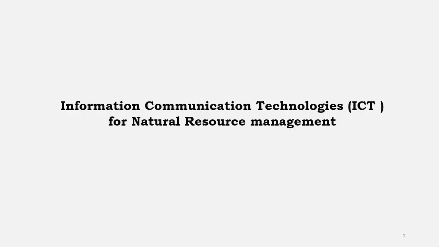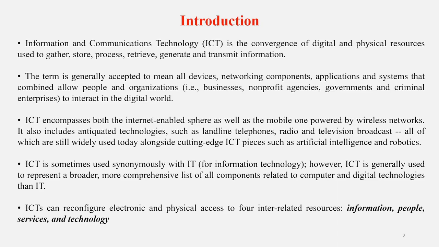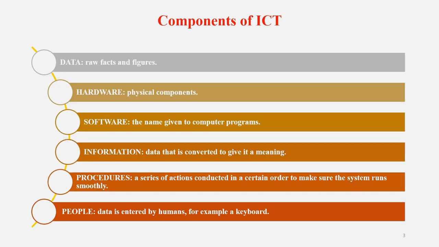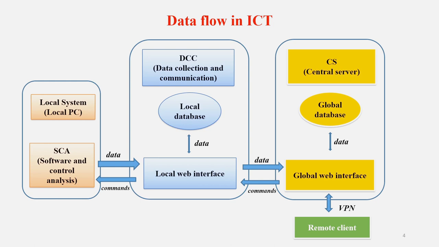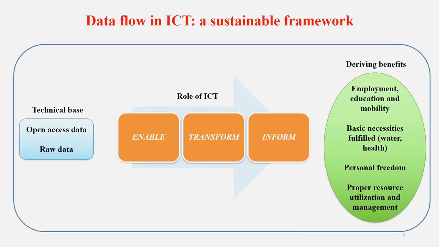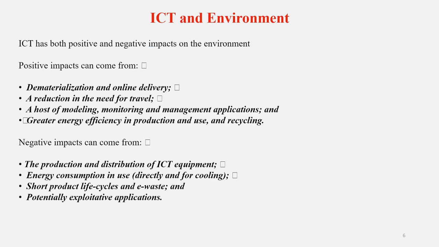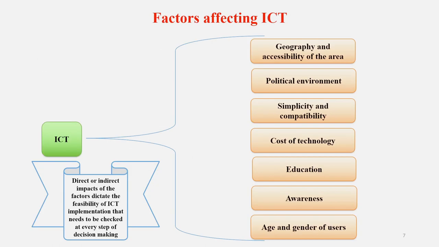Well, then after these vulnerability indicators and their adaptation analysis, finally we have gone into the role of ICT. In the role of ICT, we discussed how information communication technology can be used for natural resource management. We talked about various components of ICT, how data actually flows within an ICT system, how ICT can help in developing a sustainable framework, and the relationship between ICT and environment also has been discussed.